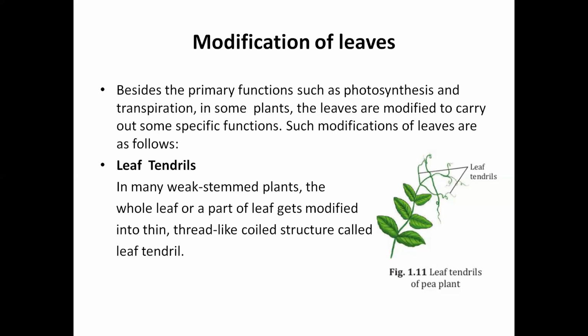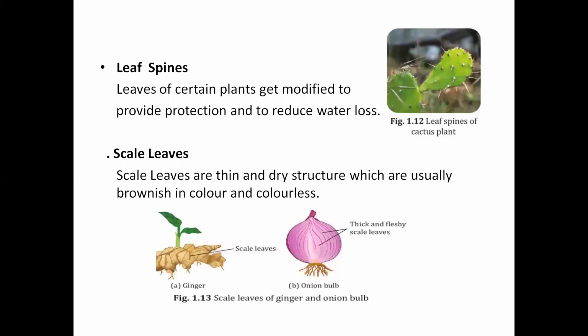In many weak stemmed plant, the whole leaf or a part of leaf get modified into thin thread-like coiled structure called leaf tendril. The tendril provides suitable support in climbing of weak stem. For example, the upper leaflet of sweet pea are modified into the tendrils. Next is leaf spine. So you can see the figure there of leaf spine of cactus plant.